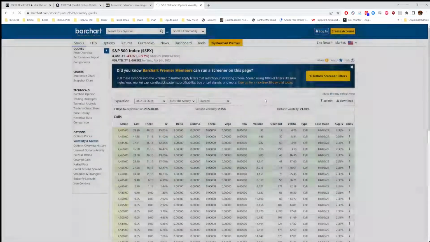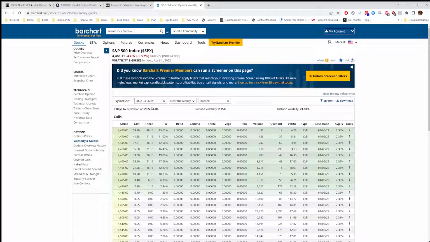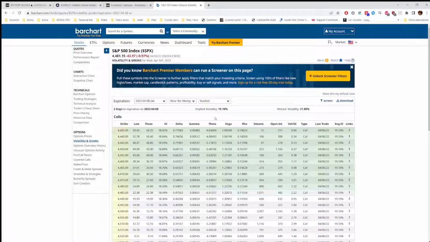So in this case, for example, we can see that for tomorrow, the implied volatility would be 20%, while the historical would be 21%. Anyway, I'm not going to enter into this one. So yeah, this would be, for example, for the SPX.